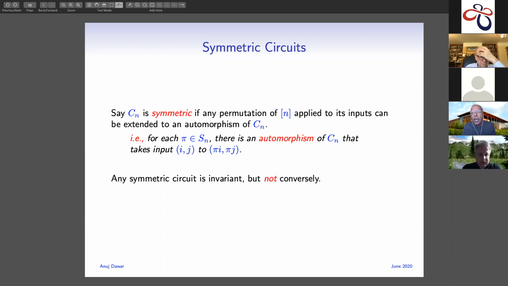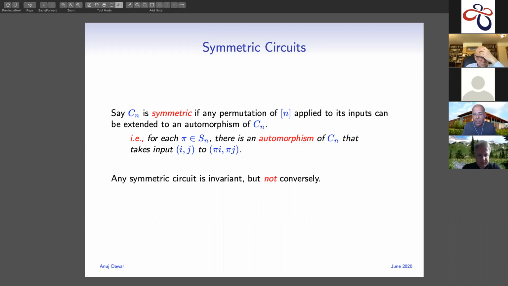Any circuit that is symmetric in this sense obviously decides a graph property. It's going to be invariant under that equivalence relation I defined earlier, but the converse is not necessarily true. You can come up with circuits which are not symmetric in this sense, but where the result is still invariant. And again, a natural question arises: translating a circuit which is invariant into one that is symmetric, you can always do this.